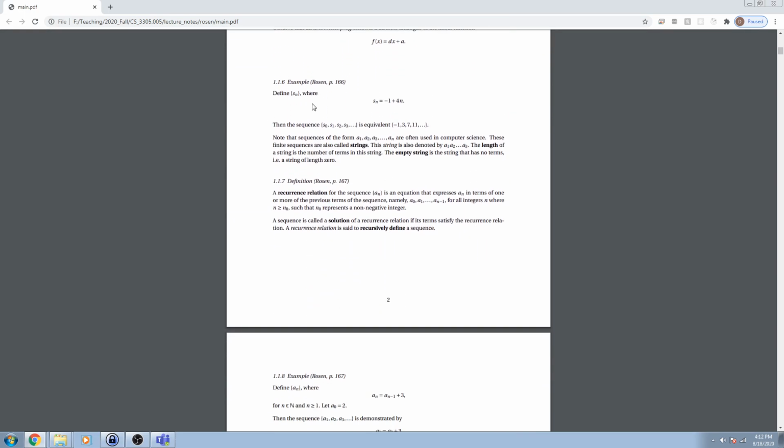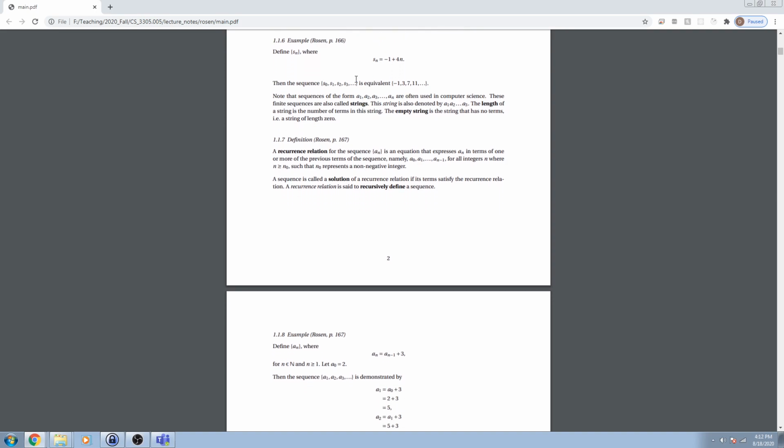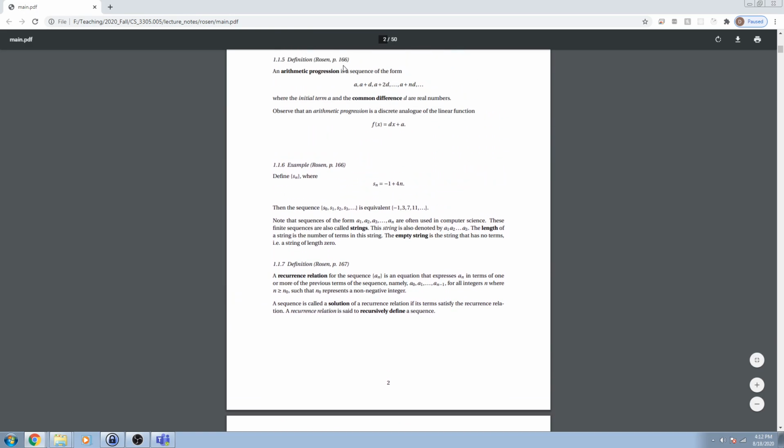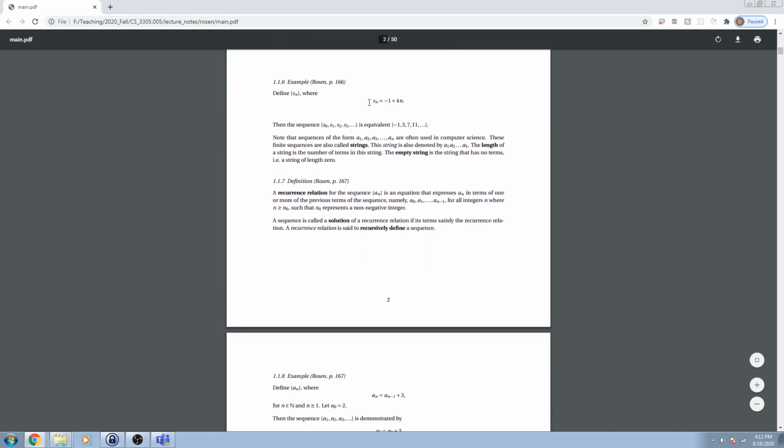Okay, so then the next one, strings. This is just another example of an arithmetic progression, and you see it still has that y equals mx plus b format. And then it's just a quick note on strings.